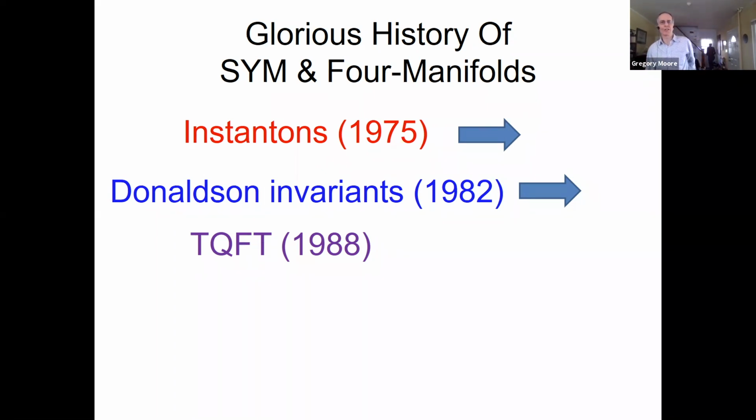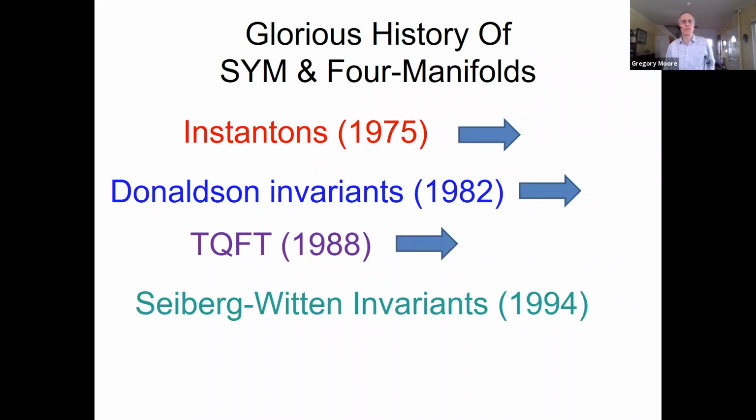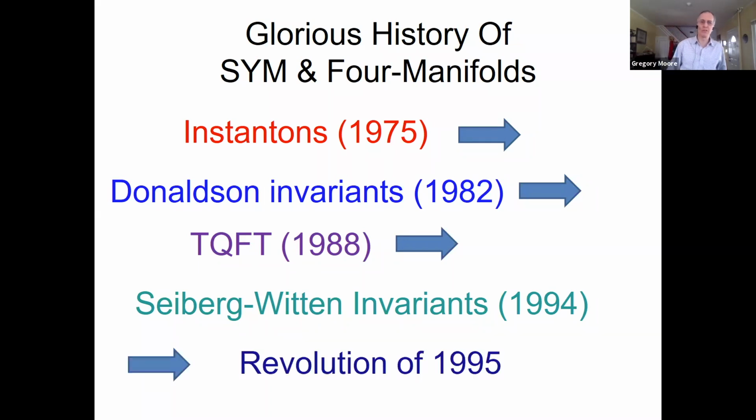But all that changed in a dramatic way in the spring of 1994, when Seiberg and Witten gave an effective description of the low energy dynamics of these theories. That in turn led to the discovery of Seiberg-Witten invariants in the fall of 1994, which in turn led to the revolution of 1995. And here I'm not talking about the string theory revolution of 1995. I'm talking about the revolution of four-manifold theory of 1995.